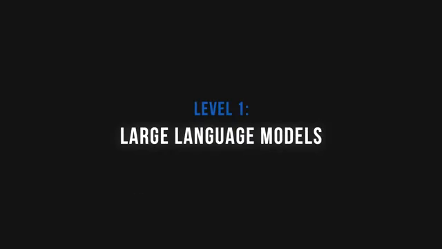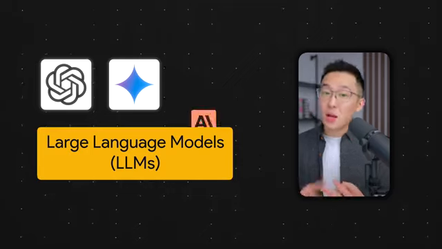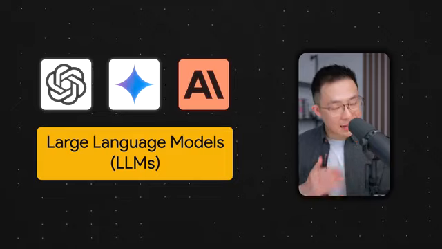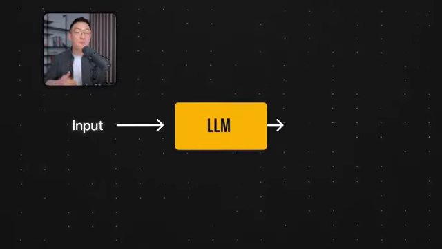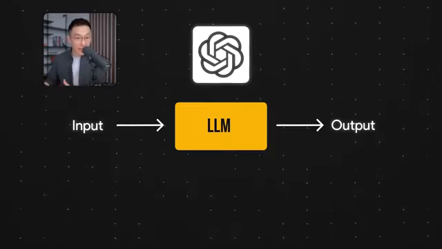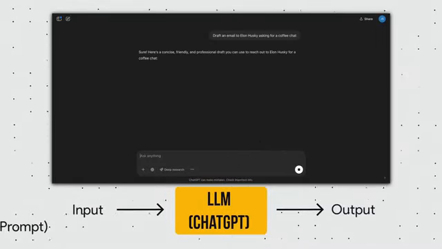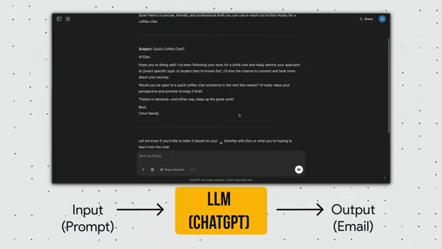Kicking things off at level 1, large language models. Popular AI chatbots like ChatGPT, Google Gemini, and Claude are applications built on top of large language models, LLMs, and they're fantastic at generating and editing text. Here's a simple visualization. You, the human, provides an input and the LLM produces an output based on its training data. For example, if I were to ask ChatGPT to draft an email requesting a coffee chat, my prompt is the input, and the resulting email that's way more polite than I would ever be in real life is the output. So far, so good, right?